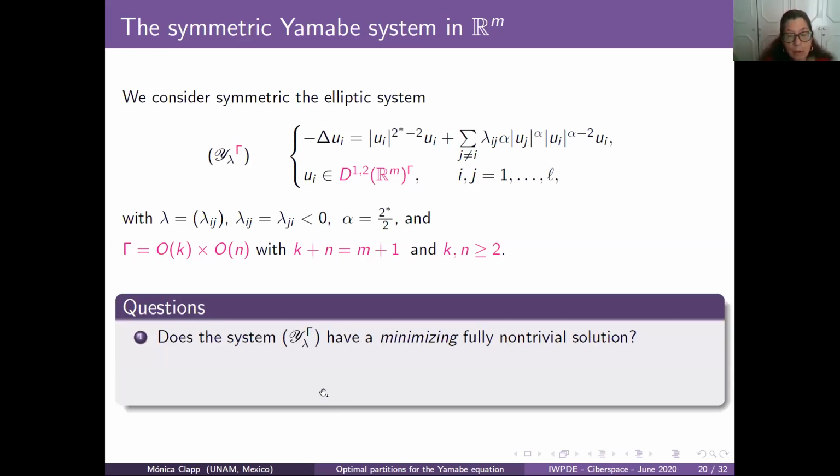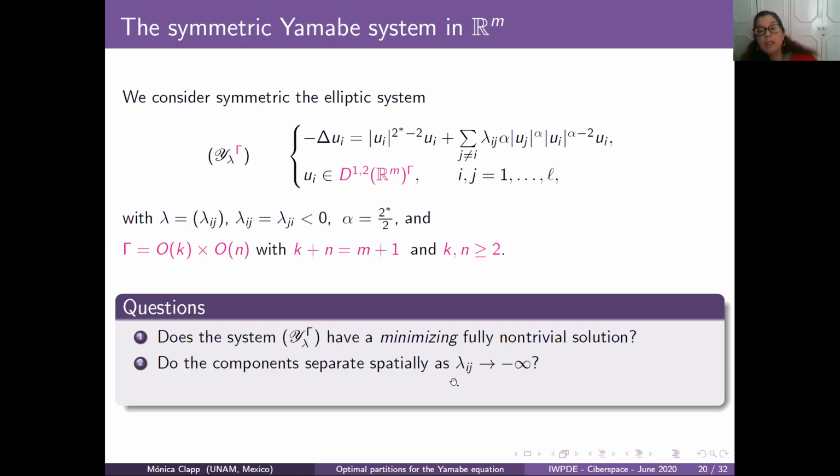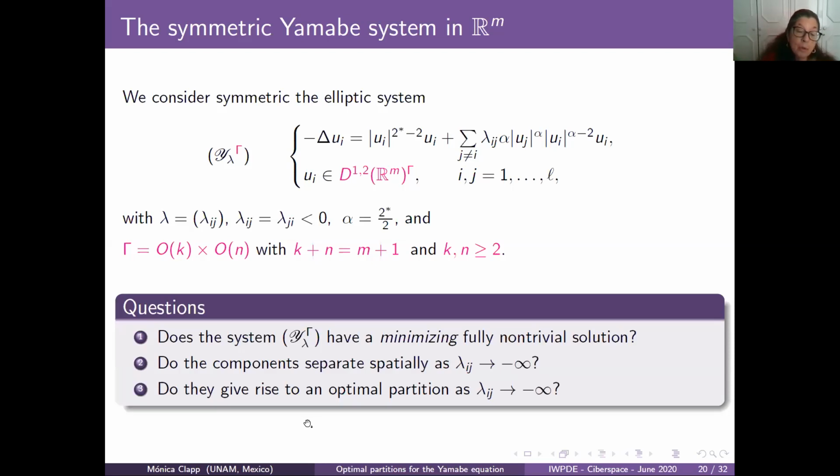So the questions are again, does the system have a minimizing solution? Do the components separate in space as the coefficients go to minus infinity? And then we want to see whether there is an optimal partition, and how does this optimal partition look like? Okay.